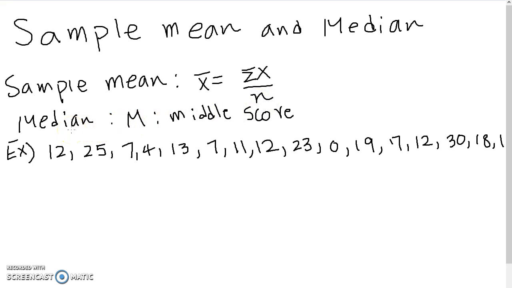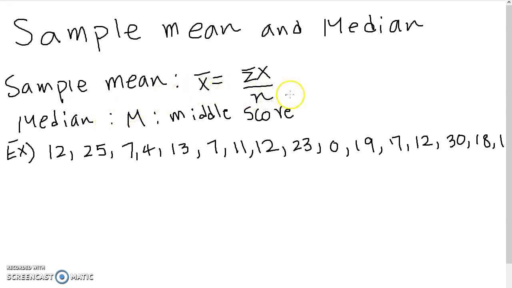Now for the median, you are finding the middle score. This is not actually the value that you are finding, but you are actually finding the position of the middle score. So I'm going to show you how to find these two quantities here. One is for sample mean and the other one is the median.